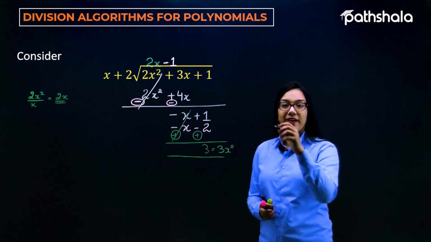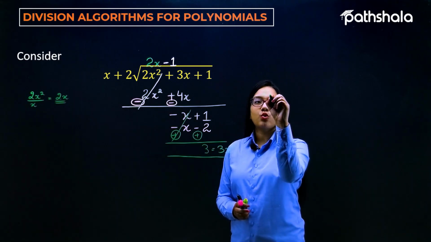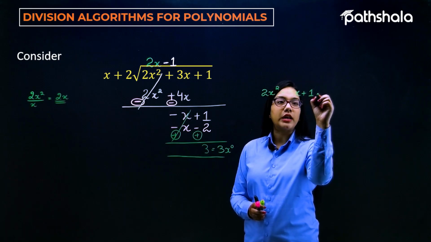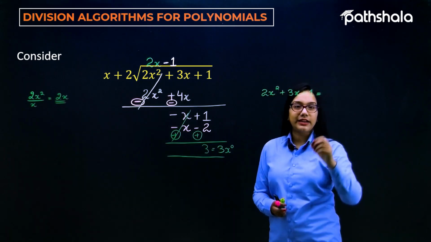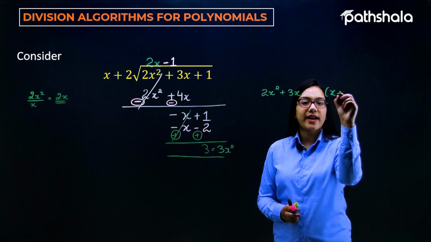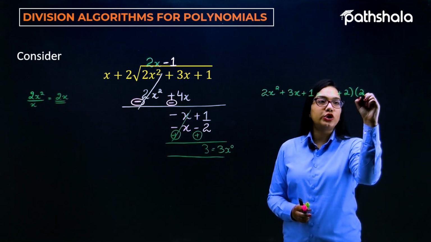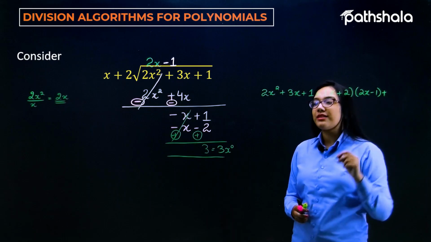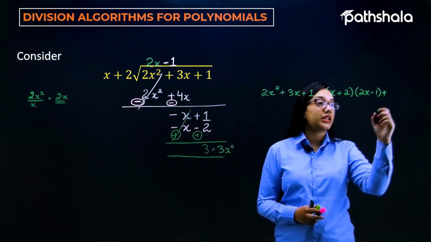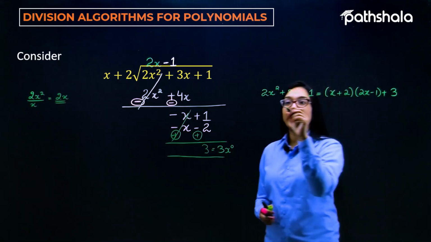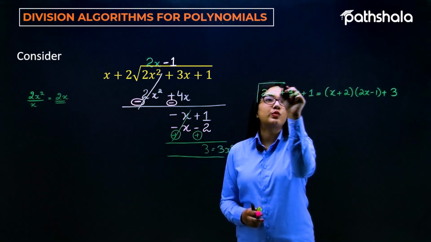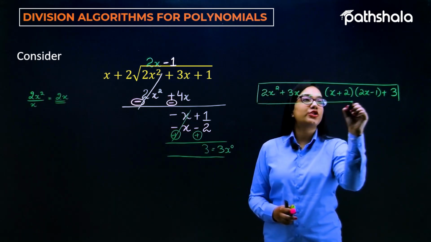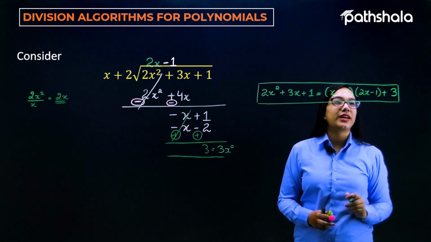Now we can represent all this division into a new form. That is, we can write that 2x square plus 3x plus 1 can be written as divisor into quotient, that is 2x minus 1, plus remainder. So what is remainder over here? Remainder is nothing but 3. So hence 2x square plus 3x plus 1 can be represented as x plus 2 into 2x minus 1 plus 3.